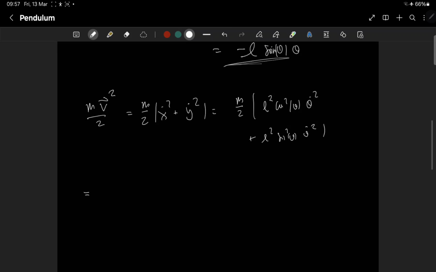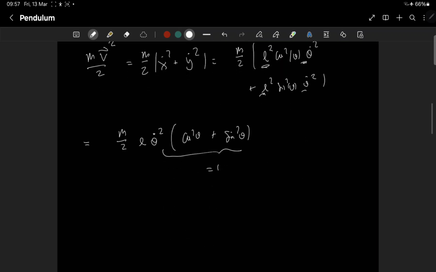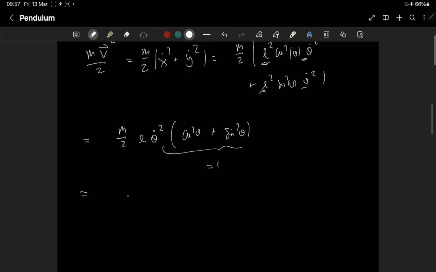And now we can take the common factors L squared and theta dot squared out, so we get m half L squared theta dot squared times cosine squared theta plus sine squared theta, and this is just equal to 1. So we get that the kinetic energy is just m L squared theta dot squared times half.